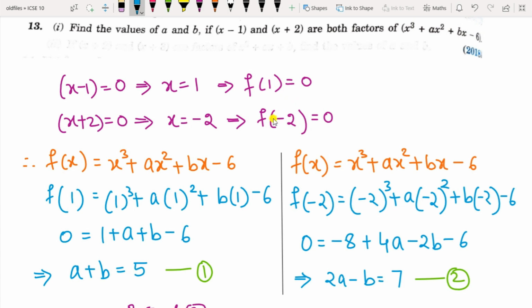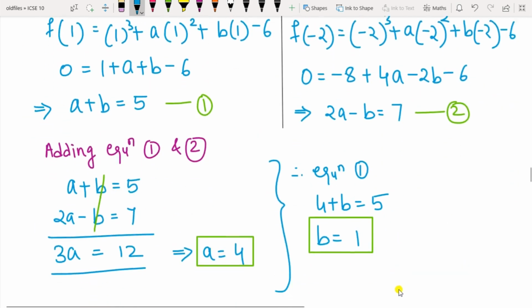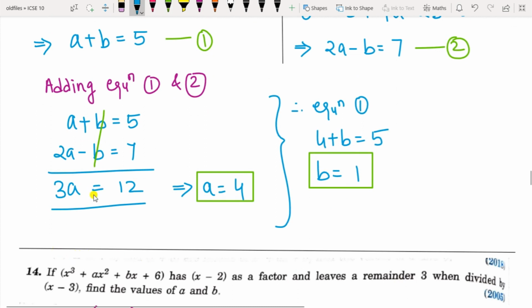Then substitute x as minus 2 to find f of minus 2 as 0. So f of minus 2, substitute the value of x as minus 2 here, and you get another equation in terms of a and b. Now this is equation 1 and equation 2. Solve both these equations simultaneously. You get the value of a as 4, and then substituting the value of a in equation 1, you get the value of b as 1. So a is 4 and b is 1.